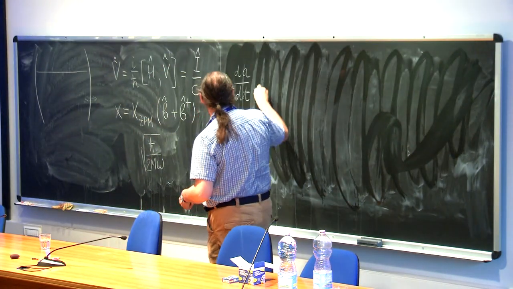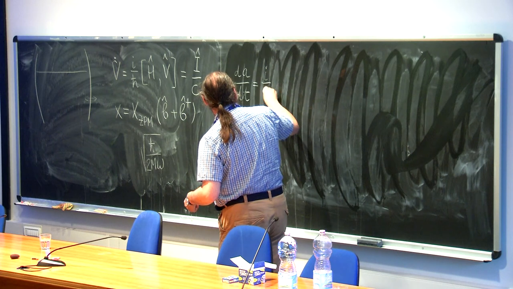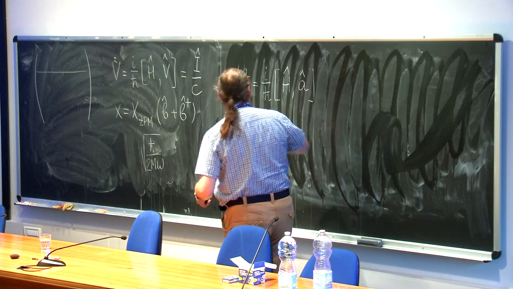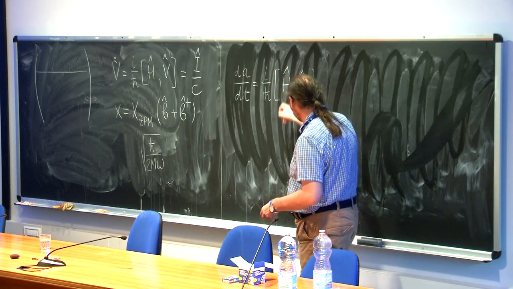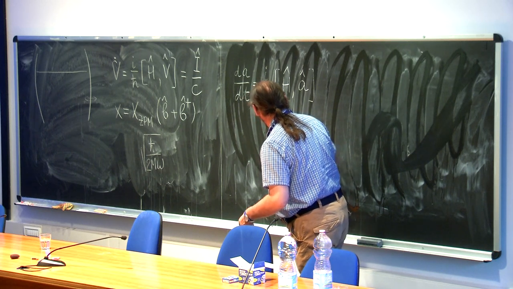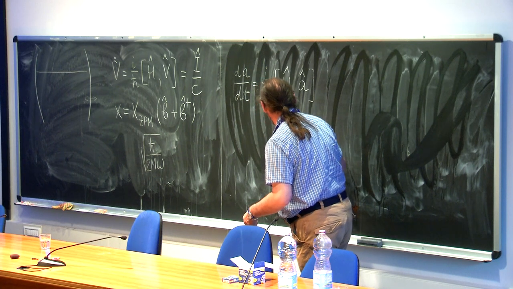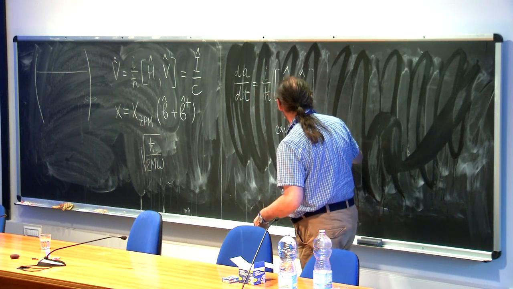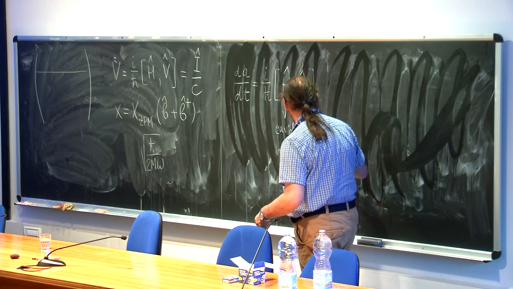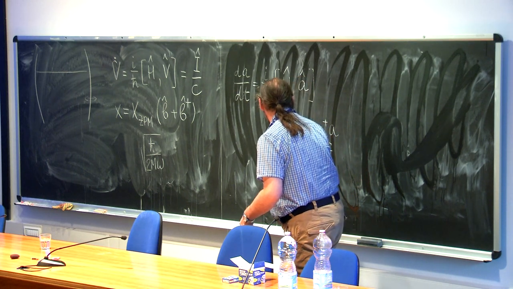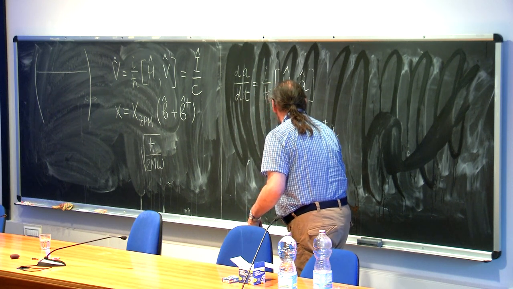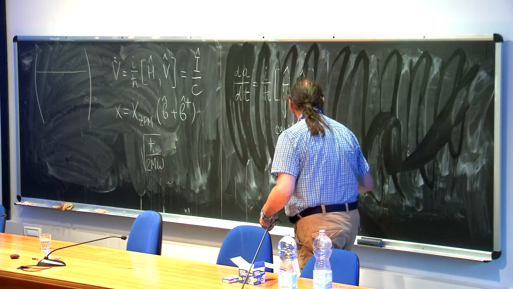Similarly to that, you have i over h bar, H, a, and then in H you have the cavity, you have the mechanical resonator, and the cavity is a dagger a, and the mechanical resonator is b dagger, or let's say x squared for my purpose, and the interaction, which is a dagger a x.